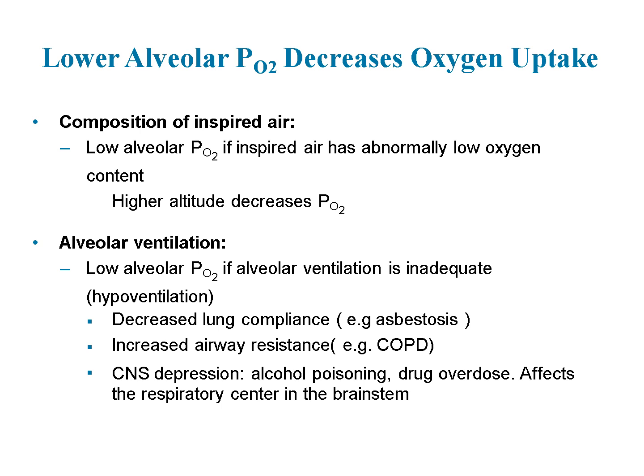Additionally, central nervous system depression caused by alcohol poisoning or drug overdose can impair the respiratory centers in the brainstem, further suppressing ventilation and leading to dangerously low oxygen levels. Understanding these factors is essential for recognizing and managing conditions that compromise oxygen uptake and respiratory function.